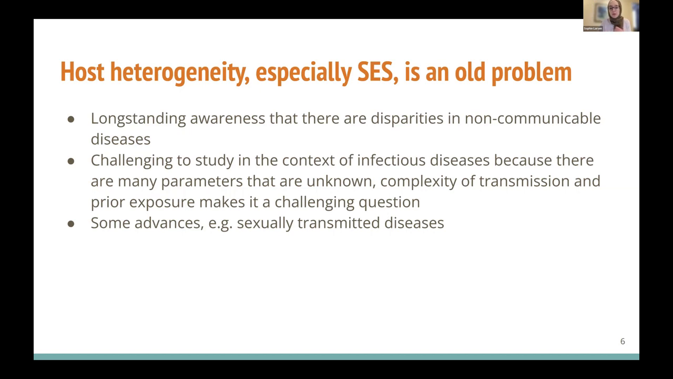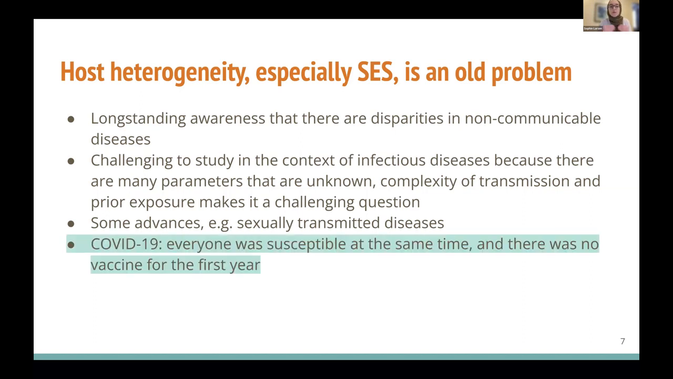And then prior exposure, when you have a population that might have different levels of exposure in different groups, that might complicate trying to understand their risk level. This all makes it a really challenging question. And there have been some really core advances. For example, models of sexually transmitted diseases, from very early on, took into account heterogeneity in the number of sexual partners, for example. What was really unique about COVID-19 is that everyone was susceptible at the same time, and there was no vaccine for the first year.